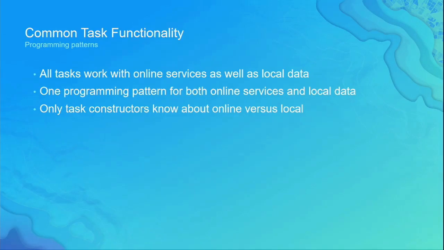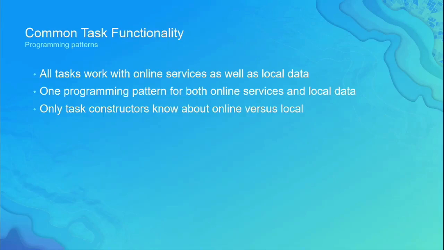For the most part, with very few exceptions, all the tasks work with online services as well as with local data. And there's the same programming pattern for consuming them. And the only difference is when you create the task object, you basically specify, is this going to talk to a URL, which is a service, or is it going to talk to local data? Once you've done that, once you've created the task, programming against them is identical.